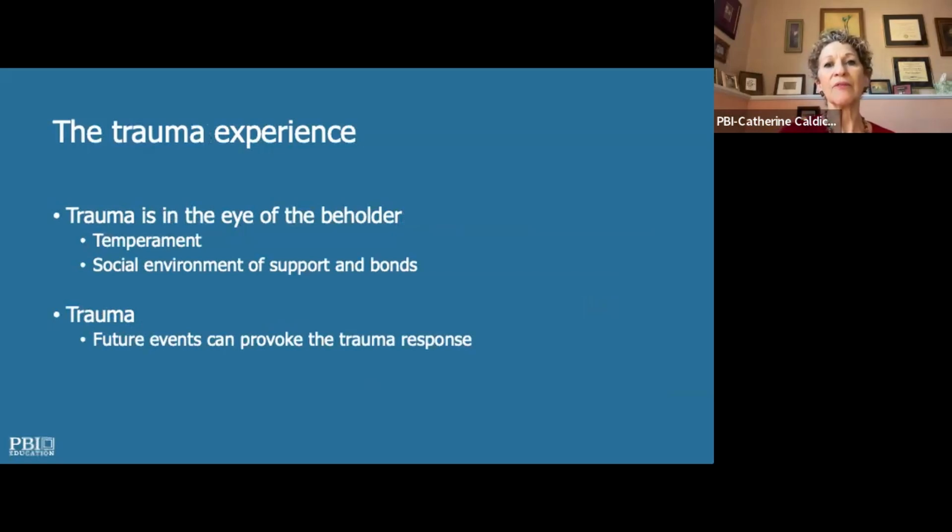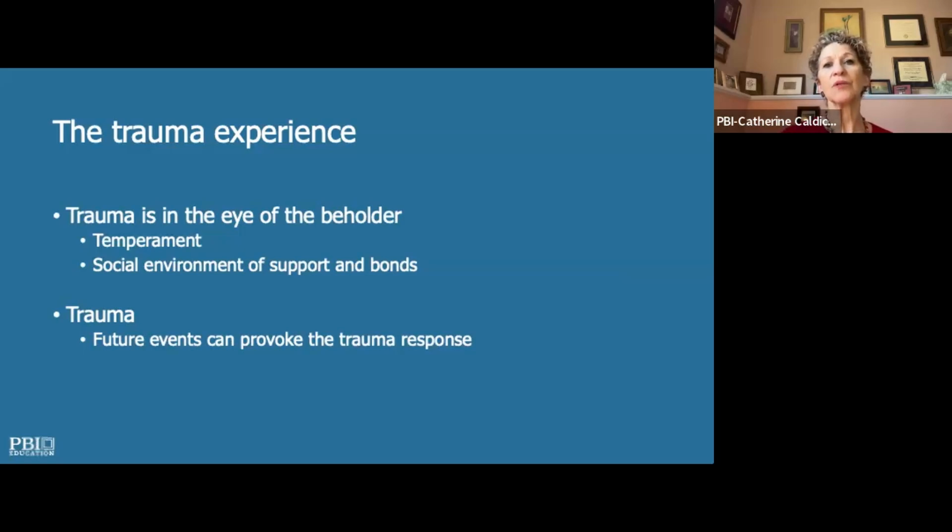So an experience that might feel traumatizing to one person doesn't necessarily feel traumatizing to another. And there are two important reasons for that. One is simply because people differ in their temperaments, and what affects one person one way will not necessarily affect another person in the same way. But the more important reason of these two is the social environment of support and bonds. Having a good support network constitutes the single most powerful protection against becoming traumatized by an experience.